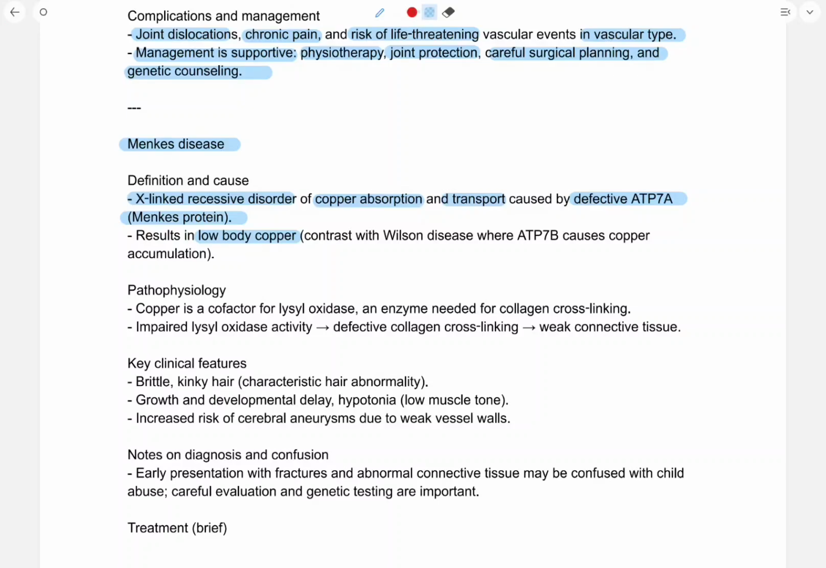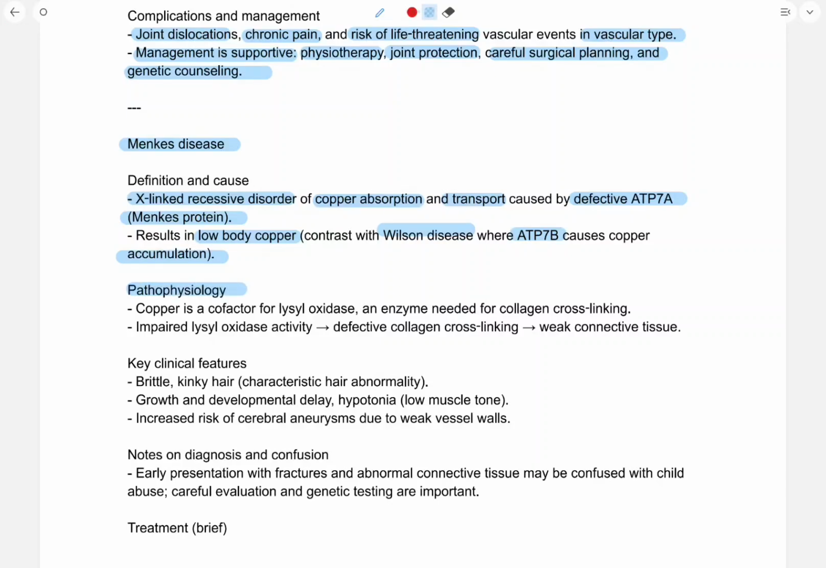This is in contrast with Wilson disease. Wilson disease is due to ATP7B and causes copper accumulation. What is the difference between Menkes disease and Wilson disease? Menkes disease has copper deficiency and Wilson disease has copper accumulation. These are the major differences.